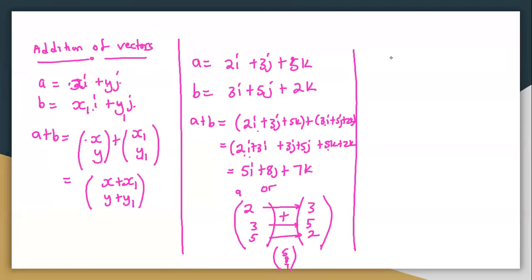Why don't you try one here quickly for me? I have my vector A as 2i plus 7j plus 2k. I have vector B as i plus 2j plus 3k. In the chat, what is our vector A plus B?